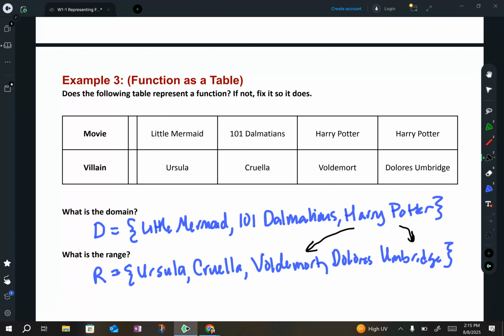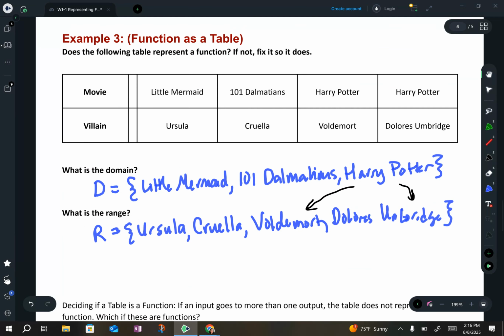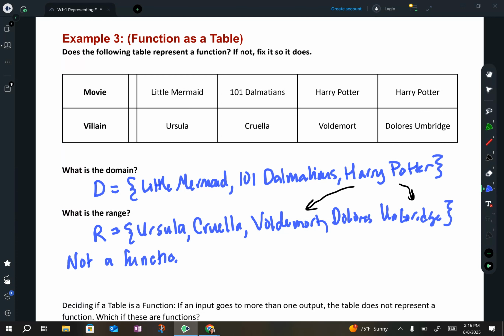So in some movies, Harry Potter's villain is Voldemort, and in other movies it's Dolores Umbridge, and sometimes both in the same. But regardless, we have two outputs for one input, so that is not a function. So this part right here is what makes it not a function. Hang on, I didn't mean to draw that line there. So no, it's not a function, because the input Harry Potter has two outputs.